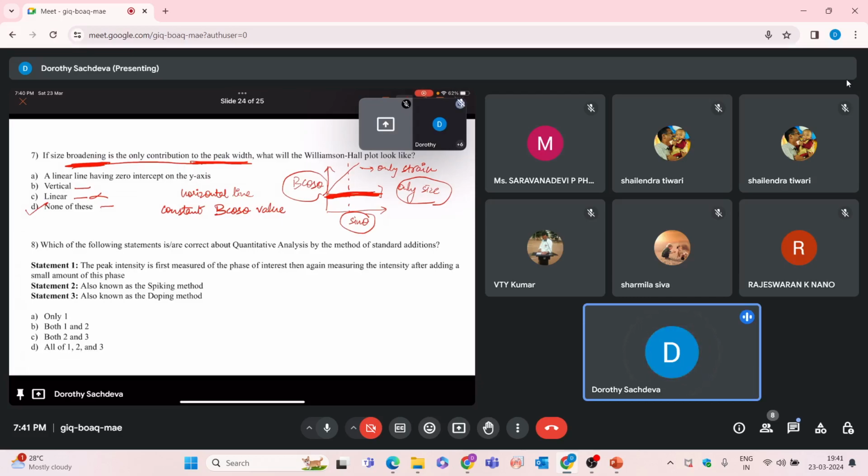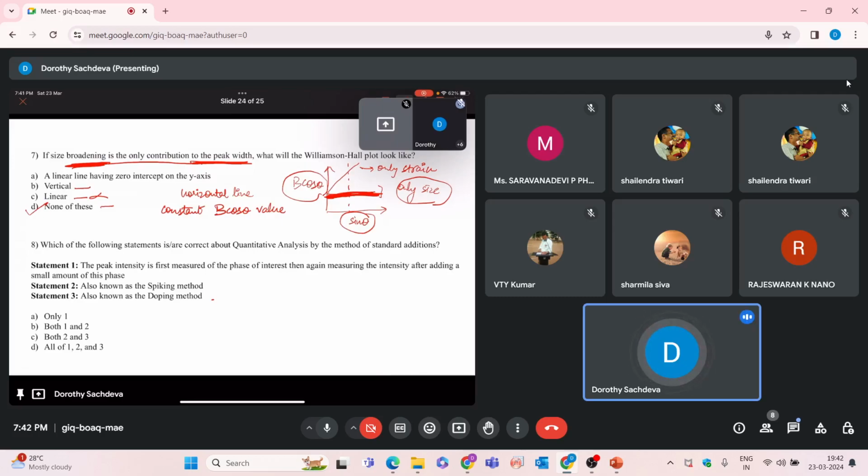The question number 8 says, which of the following statements is or are correct about quantitative analysis by method of standard additions? Statement 1 says, the peak intensity is first measured on the phase of interest, then again measured the intensity after adding a small amount of this phase. The statement 2 says, also known as spiking method. Statement 3 says, also known as doping method.